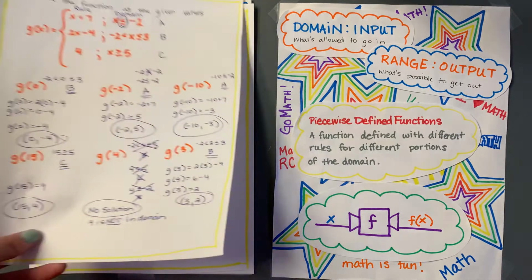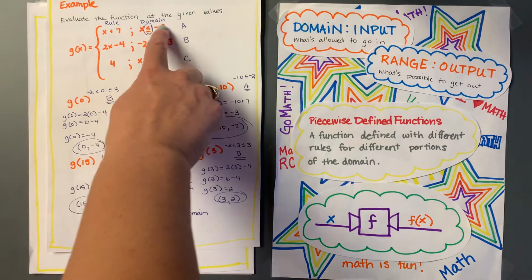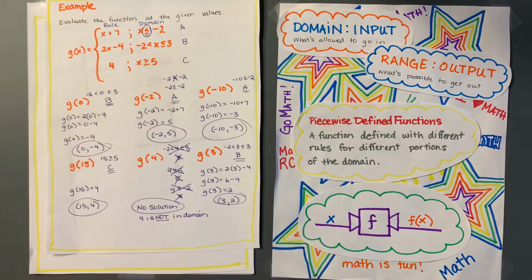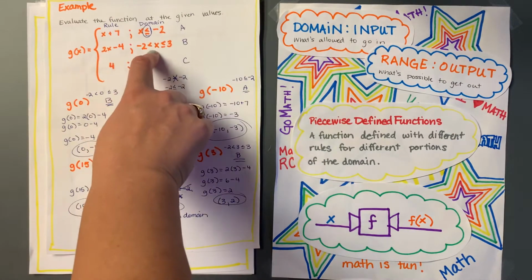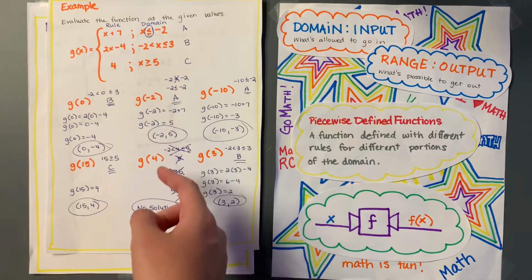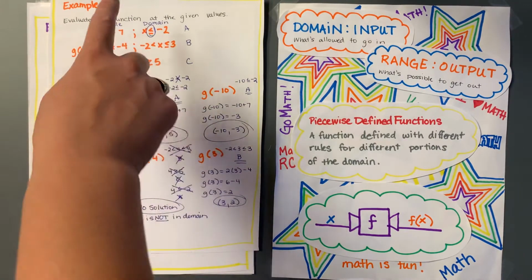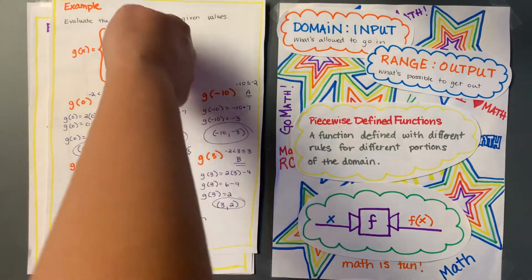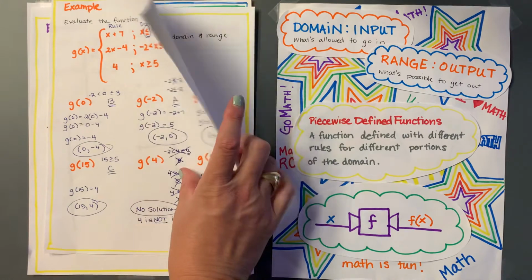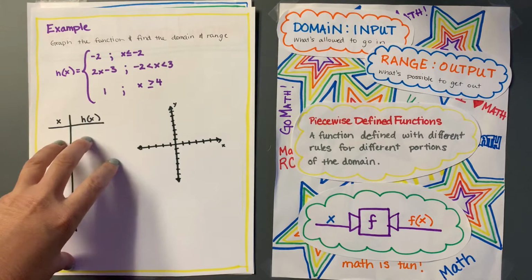So if we look at this, we are going to go back to this function. And we had three different domain sections. And if an x value fell into the b, we applied the b rule. If an x value fell into the a range, we used the a rule. So we have domains and their associated rules. And that's what we are going to set up with our table here.